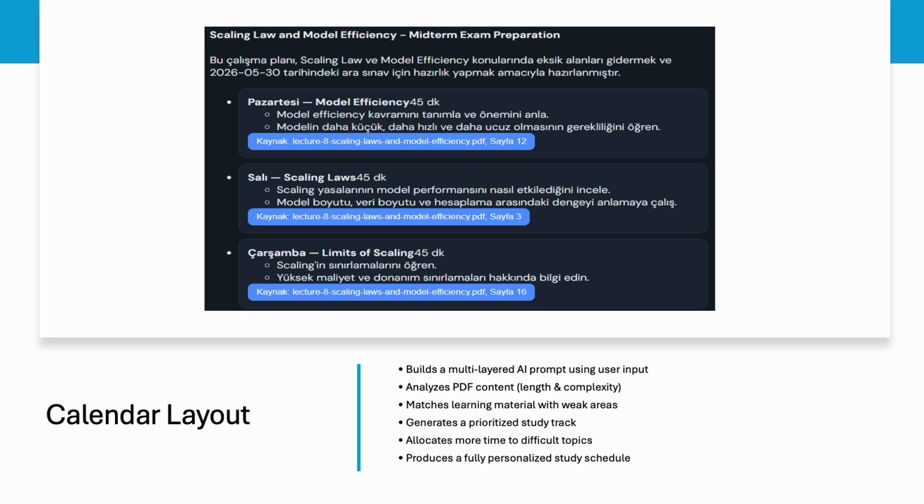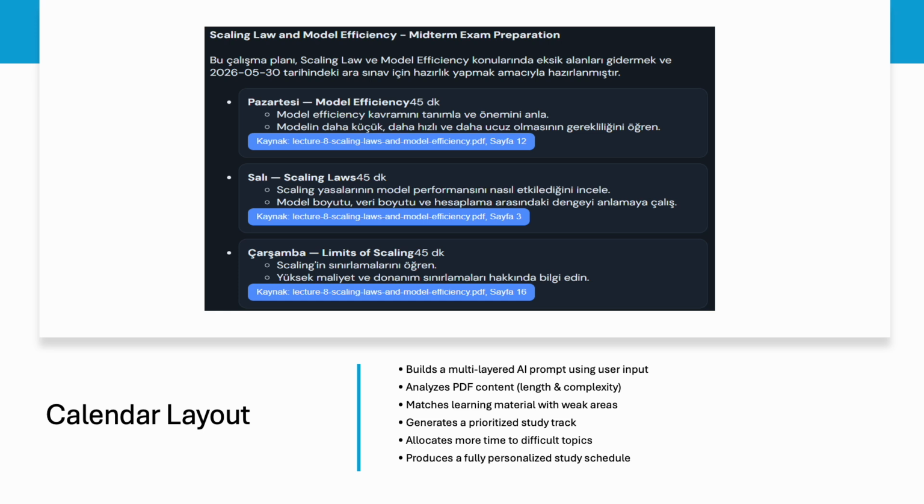This slide explains how the personalized schedule is generated. The AI combines user preferences with an analysis of the uploaded PDF documents. It evaluates factors such as document length, topic complexity, and the student's identified weak areas.